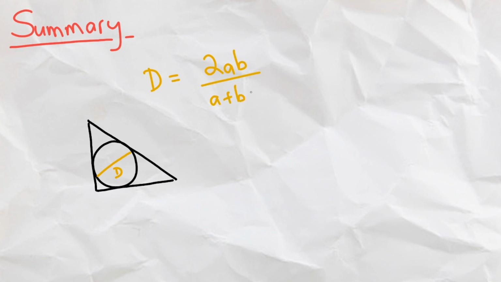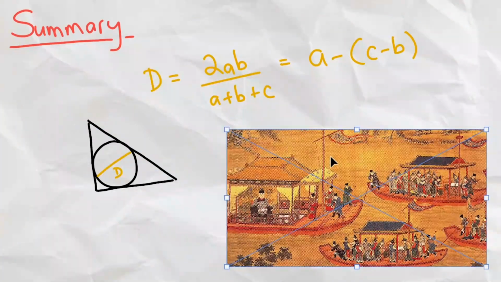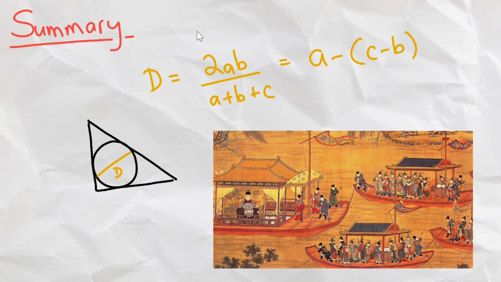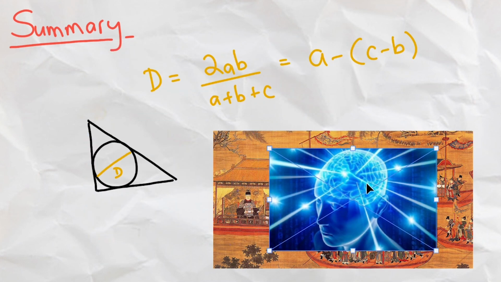We just proved geometrically that the diameter d of the largest circle that can be inscribed in a right triangle is given by d equals 2ab over a plus b plus c, or a minus c minus b. This was a fun homework question I had, and I thought that it was very impressive that the ancient Chinese mathematicians were able to solve this without the understanding of geometry and logic that we use today.